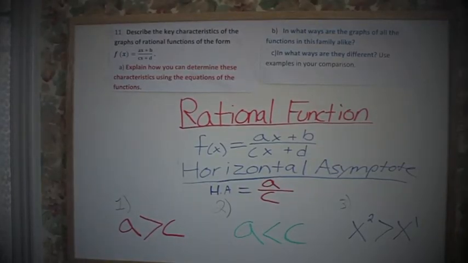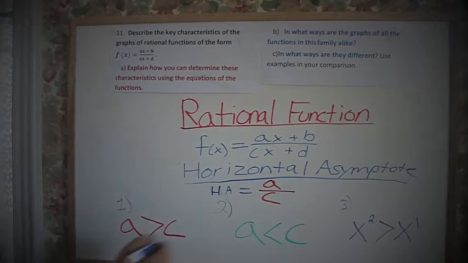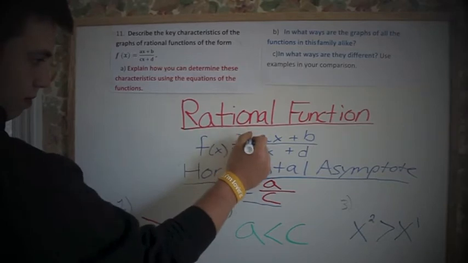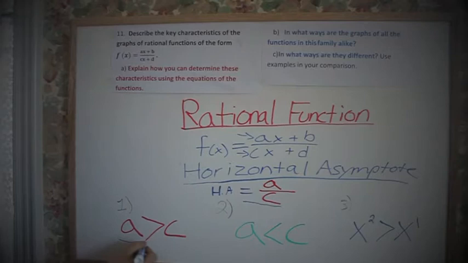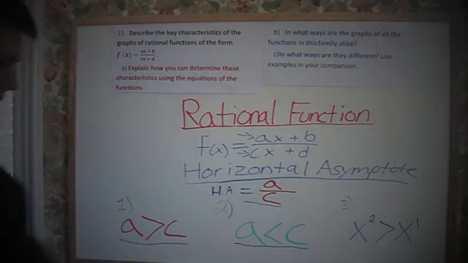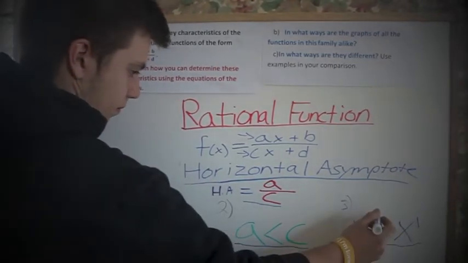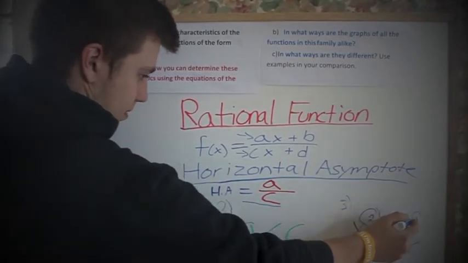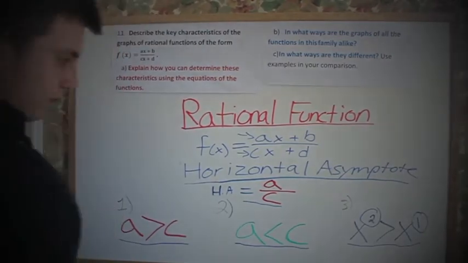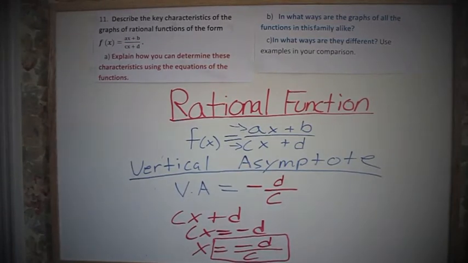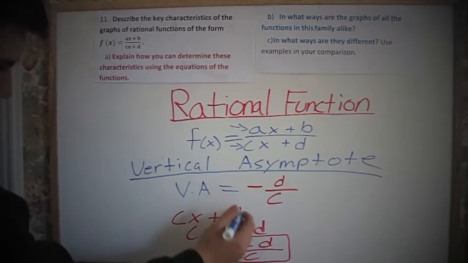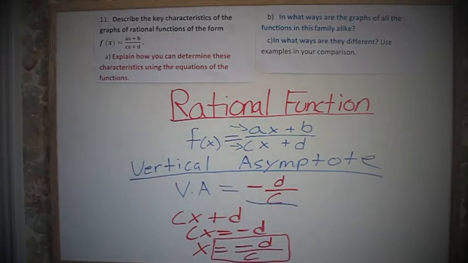Now, knowing what vertical and horizontal asymptotes are, we can apply this to the function that we were given. We can determine the horizontal asymptote through the value a divided by c. There are three types of horizontal asymptotes: one where the a value is greater than the c value, one where the a value is smaller than the c value, and an oblique asymptote where the degree of the x value in the numerator is greater than the degree of the x value in the denominator. For our vertical asymptote, we can determine it by setting cx plus d to zero, which gives negative d over c.